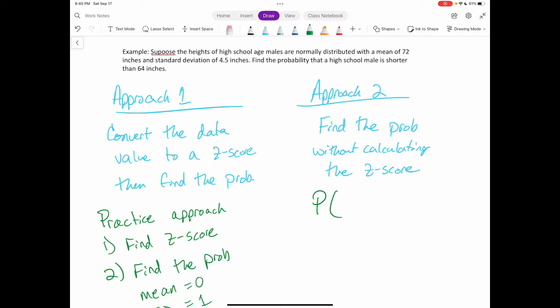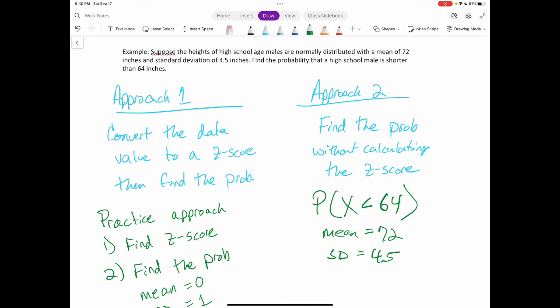Now, I'm going to use the letter X instead of Z. Why is that? Because this is not a z-score, right? We have a normal distribution, but it's not the z distribution. So I'm going to use X instead. We need to find the probability that a male is shorter than 64 inches. So that means X less than 64. Okay? And they tell us that the mean is equal to 72. And the standard deviation is equal to 4.5.